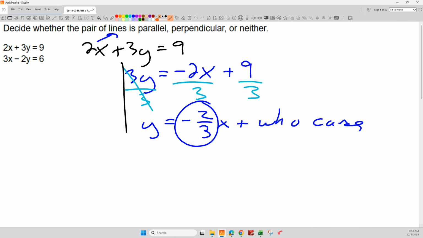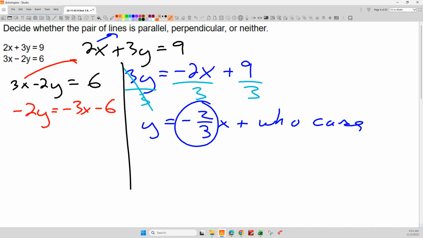Okay, if we're doing the second line, what am I doing real quick? Subtract the 3x to the other side. Good. So we get negative 2y equals negative 3x minus 6. Last step, divide by negative 2. Good. And we get y equals, what's my slope going to be? Right, negative over negative is positive, so I get positive 3/2 x plus, who cares?